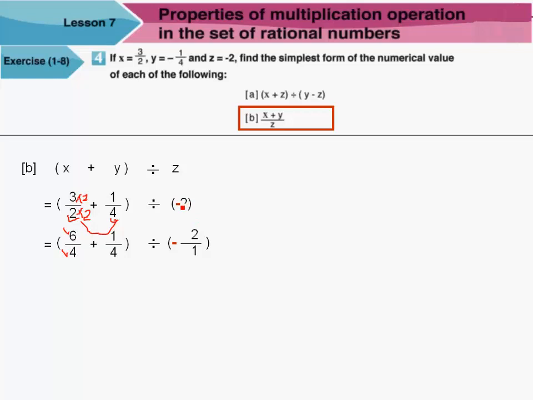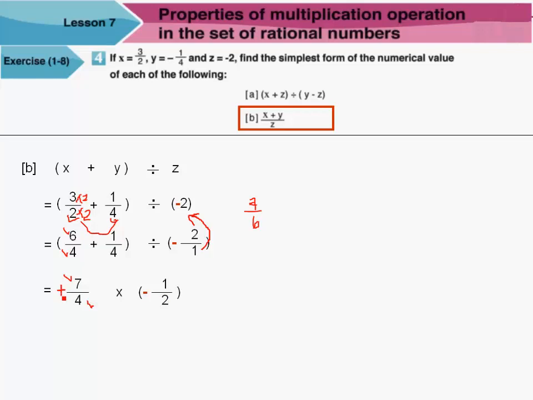Always write the integer in the form of a over b. So 2 is 2 over 1. Here we have the same denominator, which is 4. And 6 plus 1 is 7, divided by this. We will replace divided by with multiply, so we have to take the multiplicative inverse, of the additional number. So this will be minus 1 over 2.